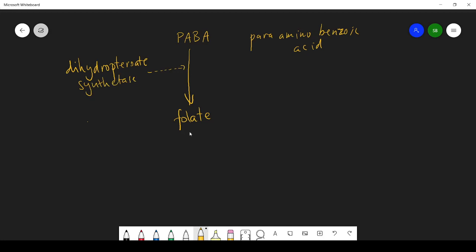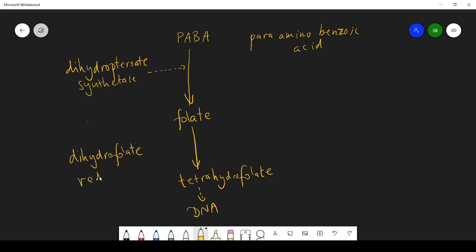Folate is then converted into tetrahydrofolate, and that is ultimately needed for making DNA. So there's a couple things you can do here. The folate is converted to tetrahydrofolate by dihydrofolate reductase.